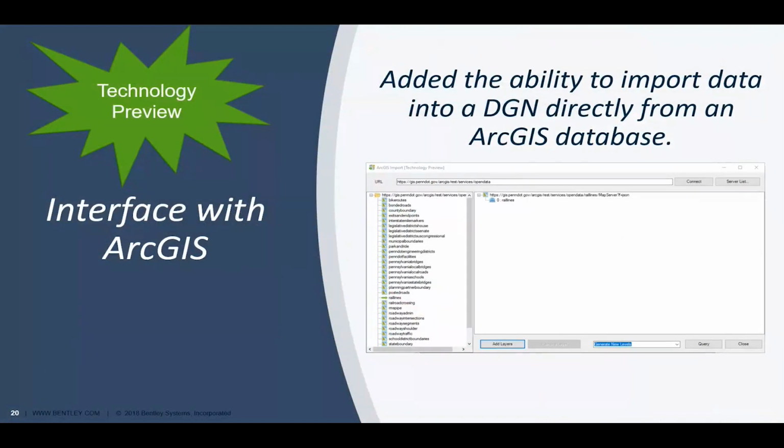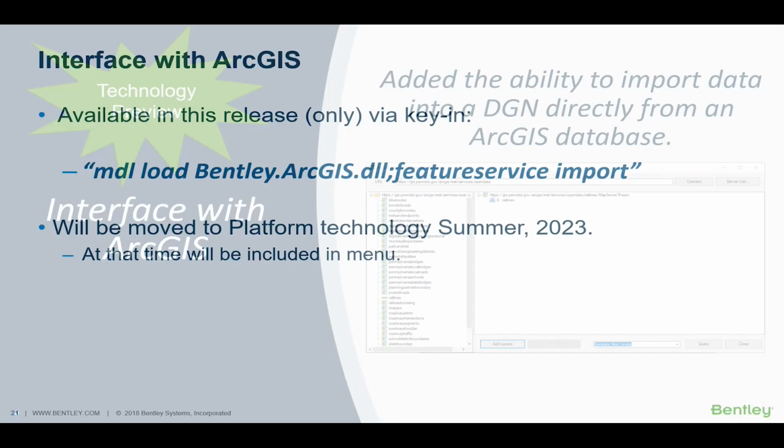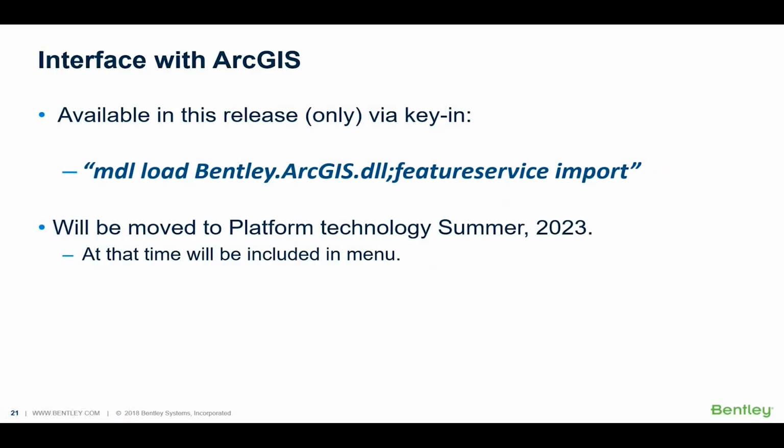We've also added something else, and that is we've added the ability in this release to import data directly from an ArcGIS database. Again, really the only way you've had lately to get data in from an ArcGIS database was to go to the database to export a shapefile and then, of course, import the shapefile into Open Roads. Well, now we've got an ArcGIS import tool that is a tech preview, and it will be included in this release.